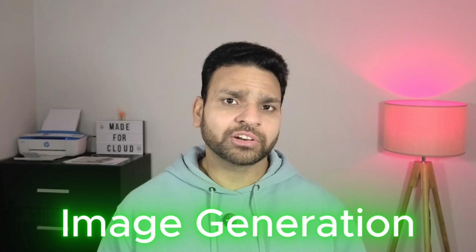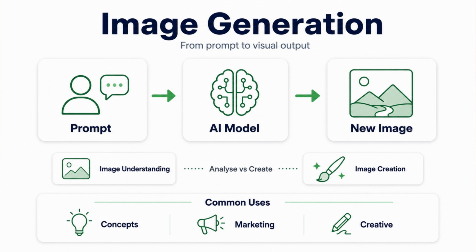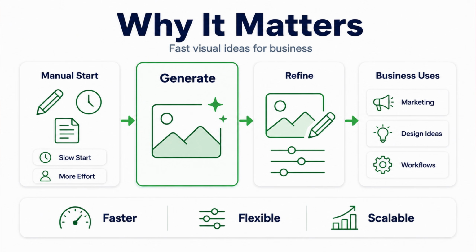Now let's talk about image generation. So earlier we discussed models that understand images, but image generation is different because now the AI creates new visual content instead of only analyzing existing visuals. So in simple words, the model takes a prompt and generates an image based on that instruction. This area has become very popular because it allows users to quickly create visual concepts, marketing material, or creative content without starting from scratch. So instead of spending hours creating an early design manually, users can generate visual ideas much faster and then refine them further based on what they need.